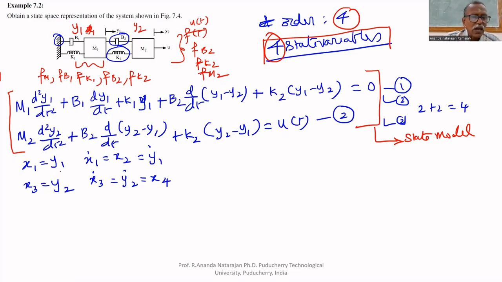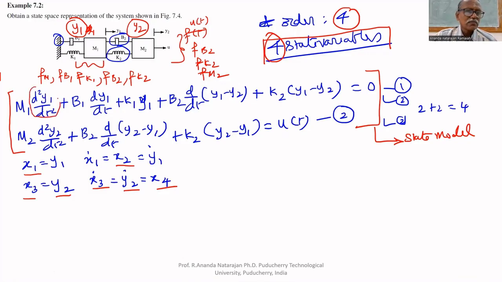x1 equal to y1, because the first displacement is one state variable. The second displacement is another state variable. x1 dot equal to x2 equal to y1 dot. That is, x2 is another state variable. The third state variable is y2, x3 equal to y2, x3 dot equal to y2 dot equal to x4. So we defined 4 state variables. Now we have to substitute all these things in this equation and find the model.